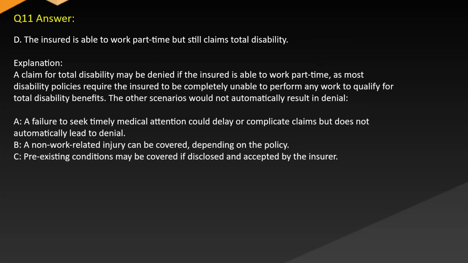Answer. D. The insured is able to work part-time but still claims total disability. Explanation. A claim for total disability may be denied if the insured is able to work part-time, as most disability policies require the insured to be completely unable to perform any work to qualify for total disability benefits. The other scenarios would not automatically result in denial. A. A failure to seek timely medical attention could delay or complicate claims but does not automatically lead to denial. B. A non-work-related injury can be covered depending on the policy. C. Pre-existing conditions may be covered if disclosed and accepted by the insurer.